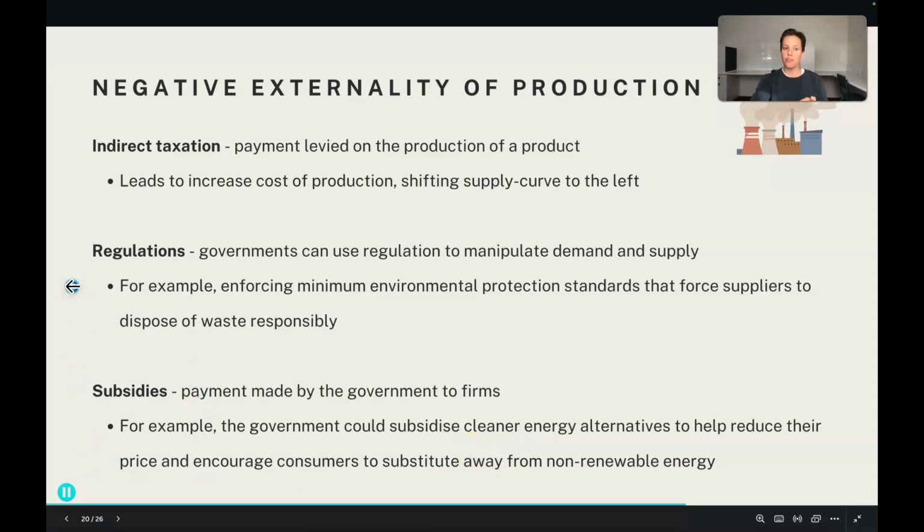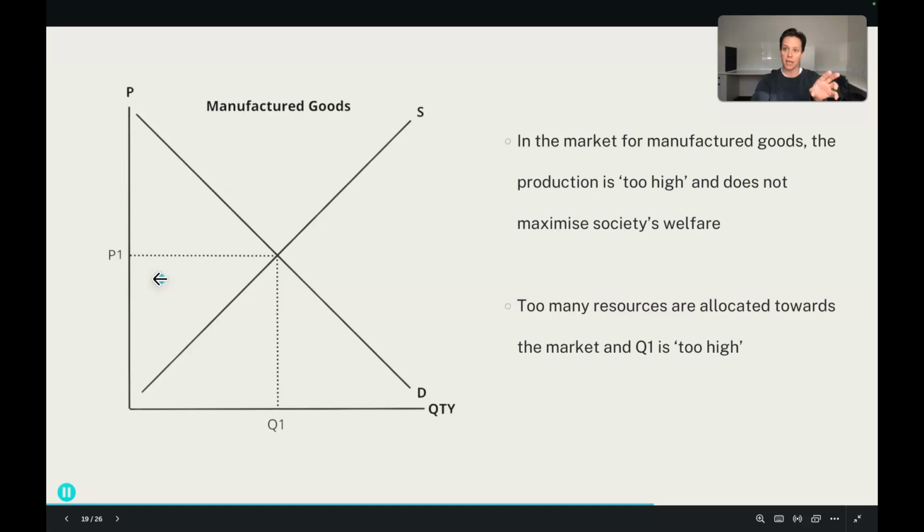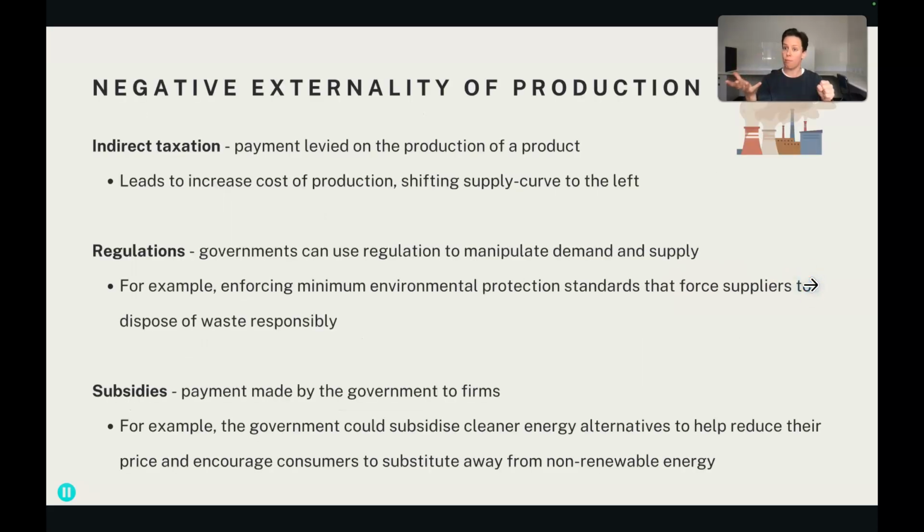So subsidies are interesting. Subsidies are not going to impact this market, right? As in the subsidy is not applied to this market. The subsidy gets applied to the substitute product. So some kind of renewable energy or production process that leverages renewable technologies such that they are no longer associated with or reduce pollution. And so if the government subsidizes something like that, it's going to cause the supply curve to shift to the right. And so more resources go towards that market.